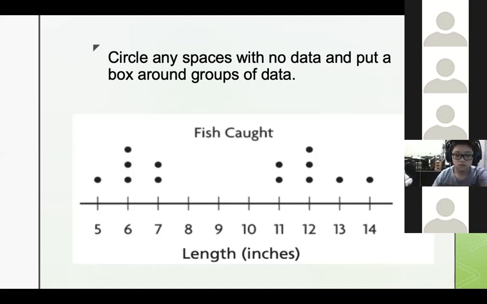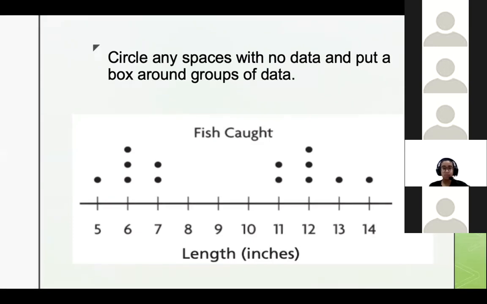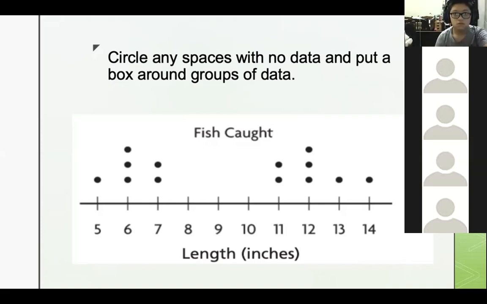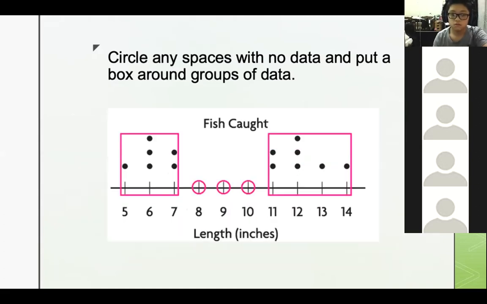From which number to which number do you see a group of data? From 6 to 12. What is it, Ahmed? 7 to 12. Yes, absolutely. Give me the first group of data, Muhammad Abedi. From which number to which number? From 5 to 7. Bravo. Muhammad Nasir, the second group of data? 7 to 14. Excellent. So, can you see that?